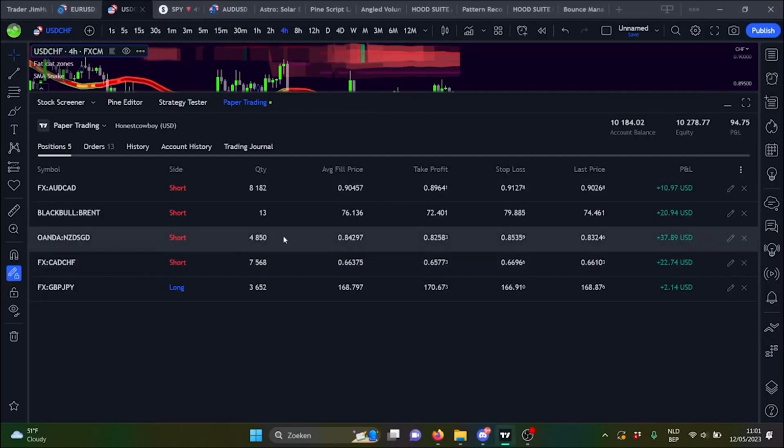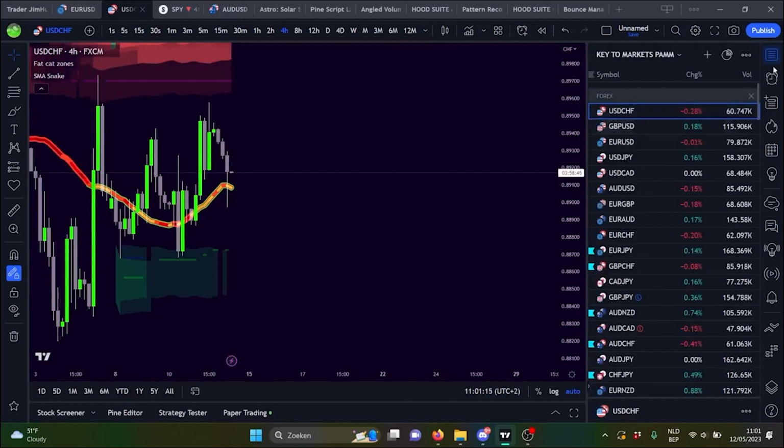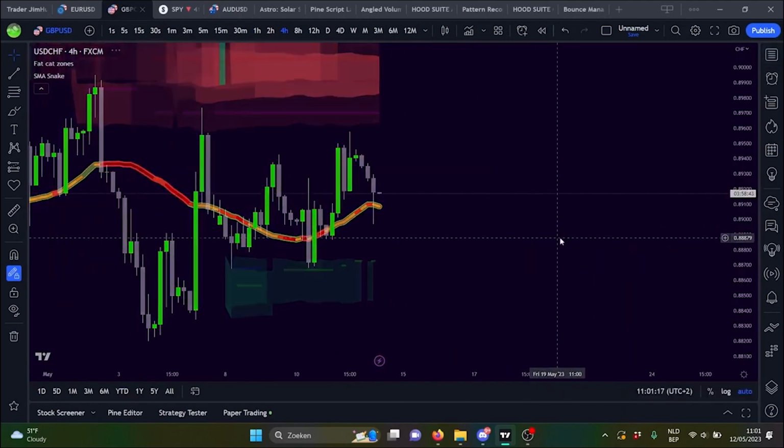Okay, so I'm really amazed with these positions. So let's look for some more opportunities. USD CHF.